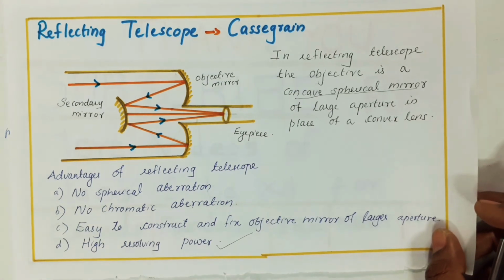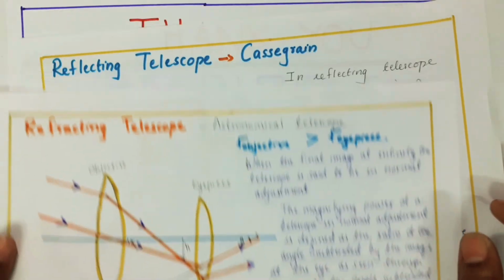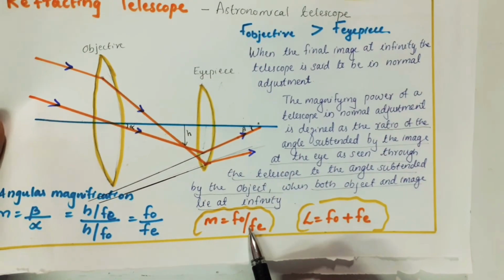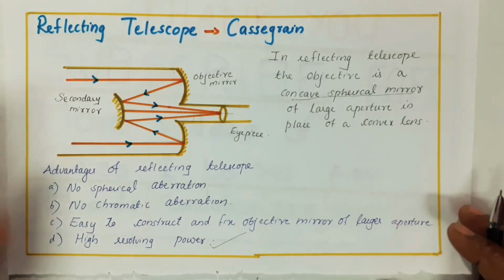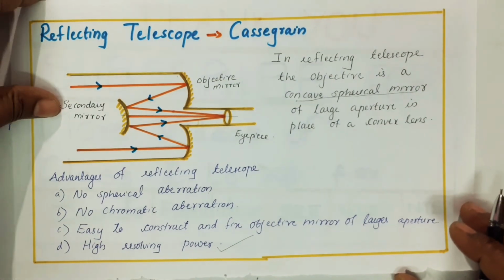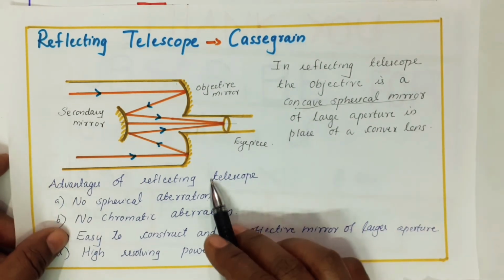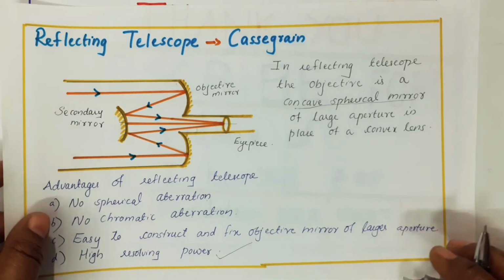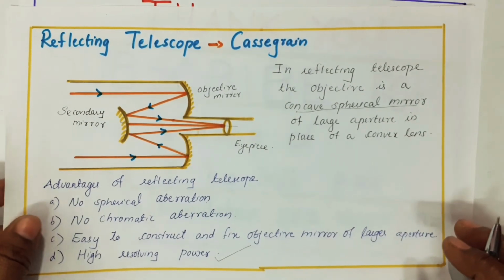So what I discussed is that we have two types of telescope. One is refracting, the other is reflecting. For the refracting telescope, the magnification equation is Fo by Fe, and the length is Fo plus Fe. For a reflecting telescope, instead of a lens we are using a mirror. Why are we using it? Because it has no spherical and no chromatic aberration, it is easy to construct, and the resolving power is also very high.